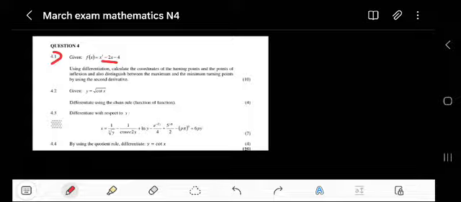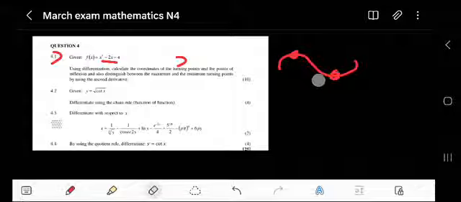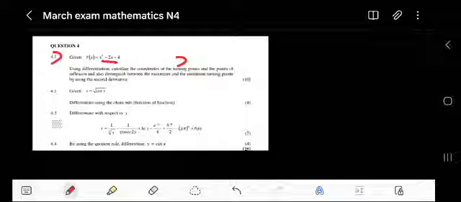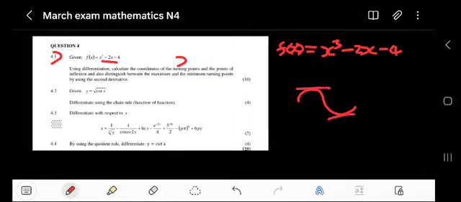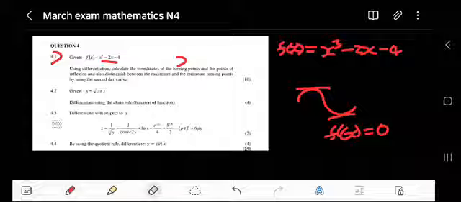We want to find what? Let us start by finding the turning points. Obviously, we know when you're given the function, we want the turning points. So we're given f of x equals x cubed minus 2x minus 4. We know that at a turning point, the first derivative is equal to 0.